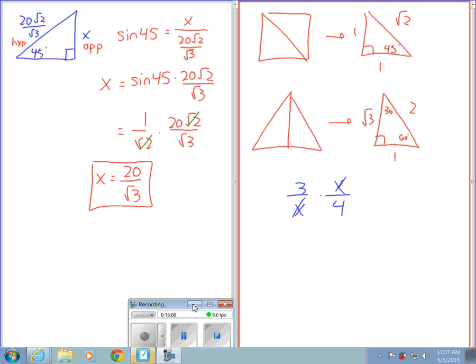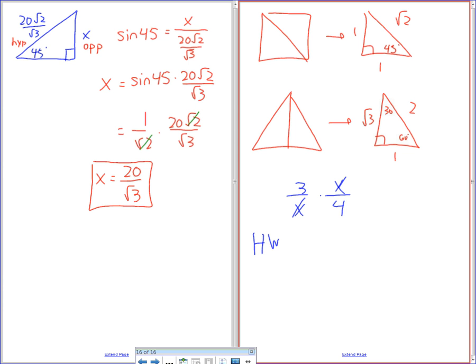Okay, so I'm just going to record the homework so that people can see it. The homework is page 287, numbers 4, 9, 11, 12, and 13. One of those questions, I can't remember which one off the top of my head, has 2 or 3 triangles put together. And please give a good solid attempt on these.